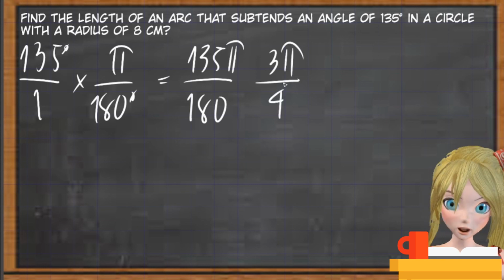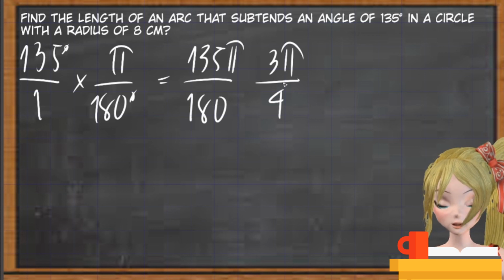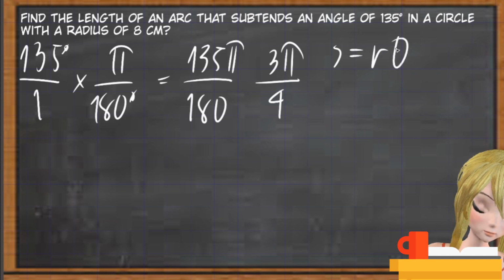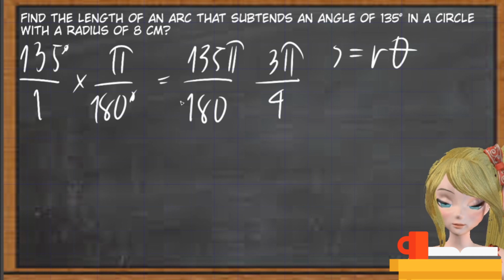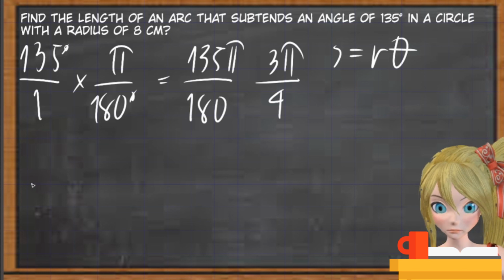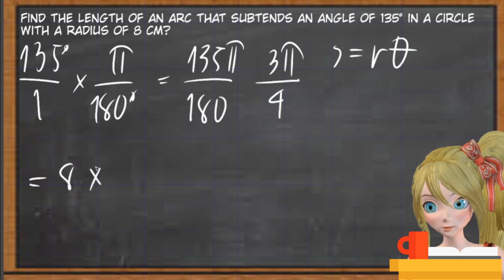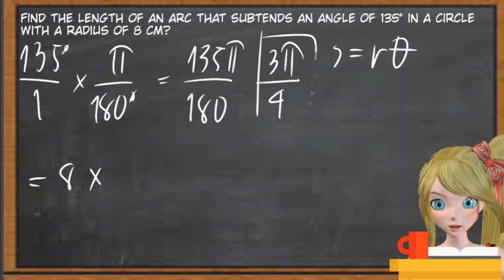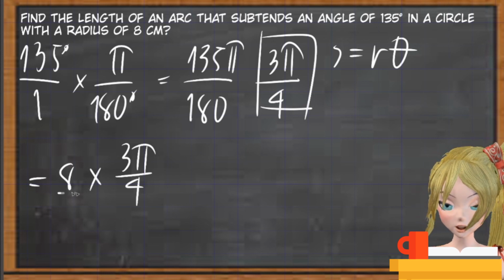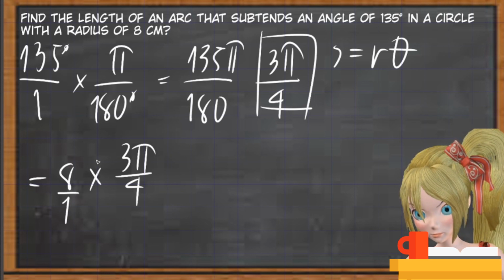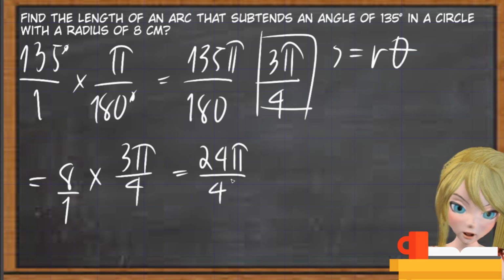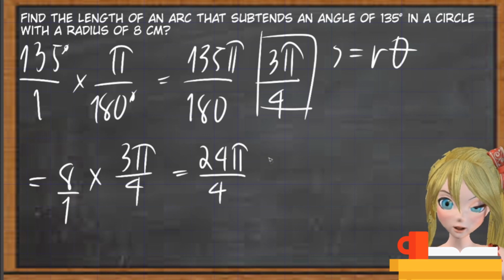And that is already our angle that we're gonna use in the formula, which is s equals r multiplied by theta, the radius times the angle. After that, it's just a matter of substituting again. So, what is our radius? Our radius would be 8 centimeters multiplied by our angle, which is 3 pi over 4. After this is just multiplying, so 8 over 1 times 3 pi over 4. So it would just be 8 times 3, which is 24. Don't forget pi over 4. What would be 24 pi over 4? It would be 6 pi.